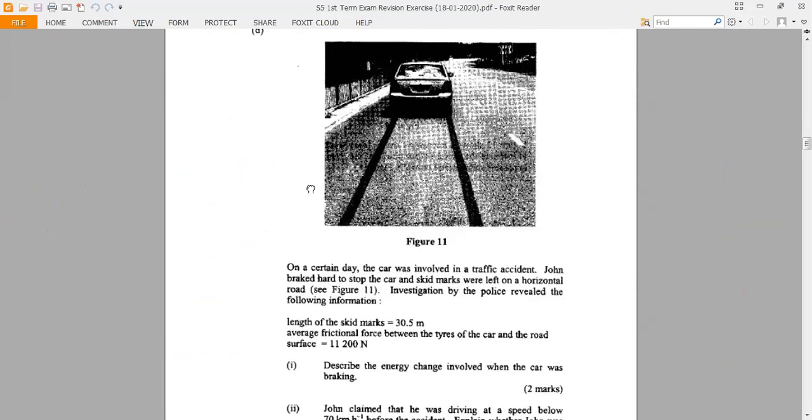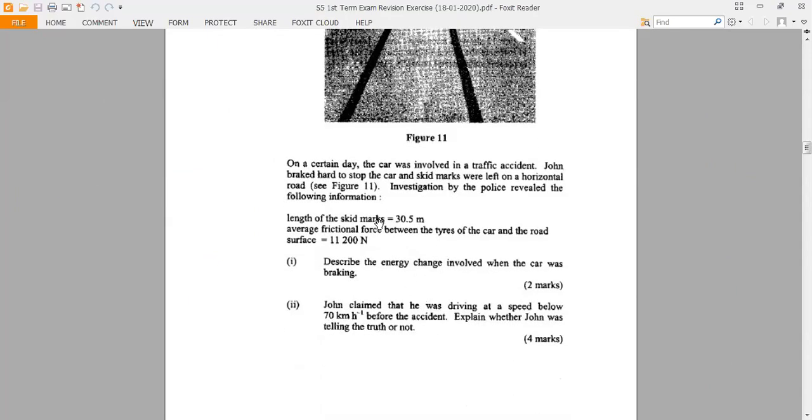Right now, the car suddenly stopped due to a traffic accident, and he braked the car and left a skid mark on the road. Then the police investigated the case and found that the skid mark is 30.5 meters. Surely you're smart, right? This is actually the displacement. And the frictional force between the tire and the surface is given by this amount of force. So describe the energy involved when the car is braking.